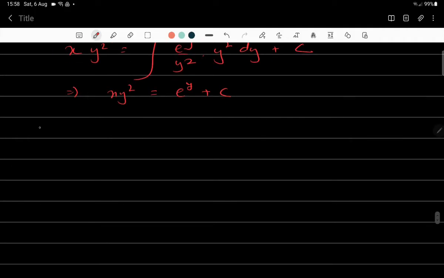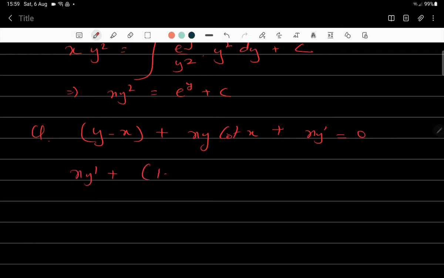Let's see one more question. Please do try to solve all of them by yourself. y minus x plus xy cot x plus xy dash is equal to 0. So let's see how it comes out to be. So xy dash plus 1 plus x cot x times y is equal to x.